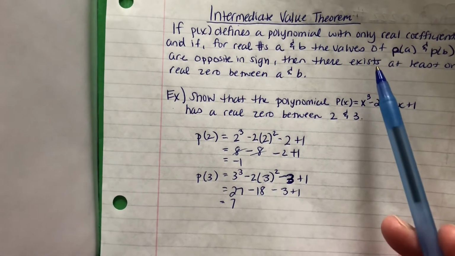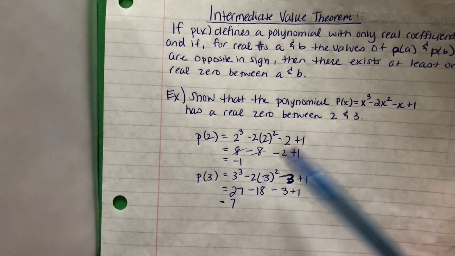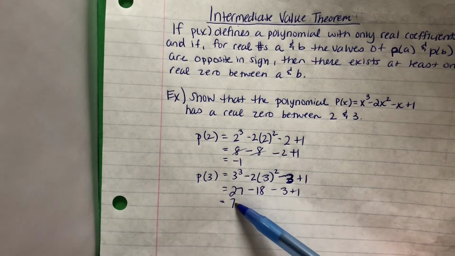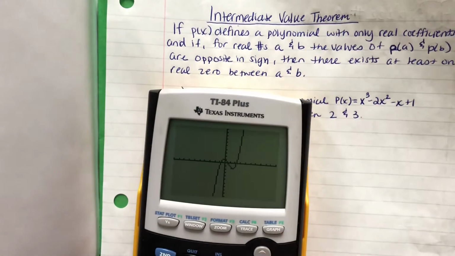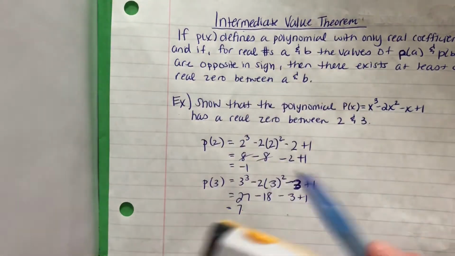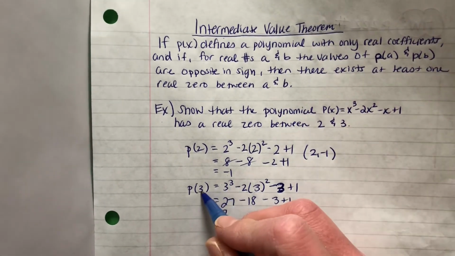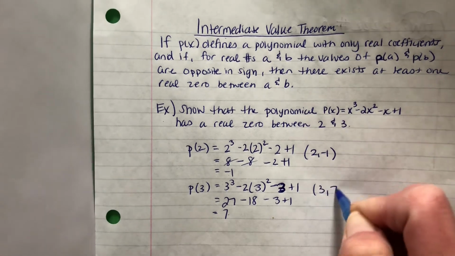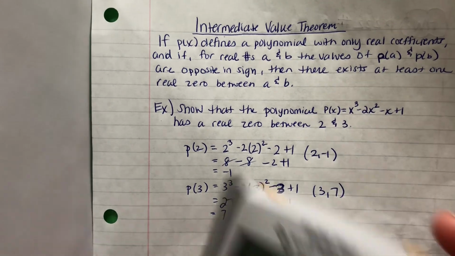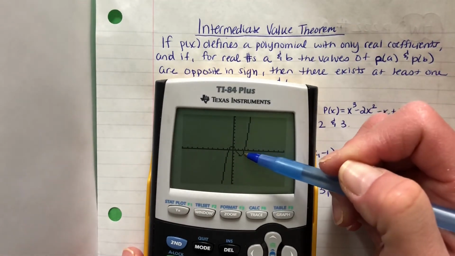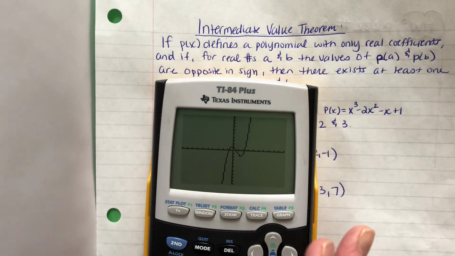So as the theorem says, if the answers to this p of a and p of b, p of 2 and p of 3, come out to opposite signs, that means that there's a root there. So all that means, guys, if we just look back at our graph, it's saying when the x value is 2, the y value is negative 1. So 2, negative 1. When this x value is 3, the y value is 7. So between 2 and 3, if the y values are going from negative to positive, the only way for the y value to go from negative 1 to positive 7 is to cross over the x-axis. That's all the theorem is saying.